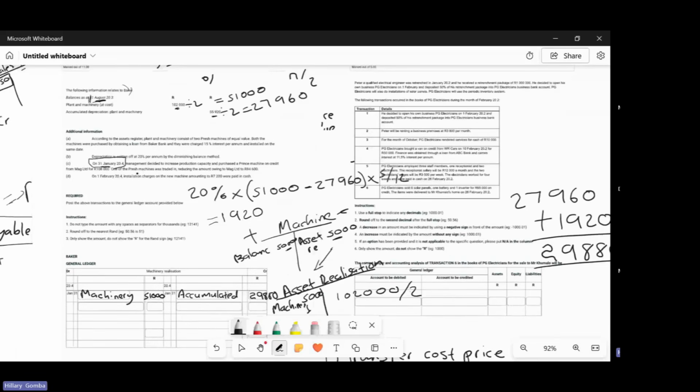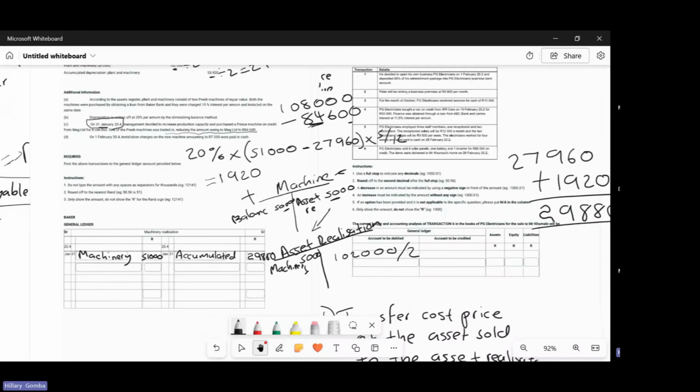one of the press machines was traded in, reducing the amount owing to 84,600. So now I want you to say 108,000 minus 84,600 so that we can find how much did we trade in our asset for. Because they're telling us how much we are now owing them, but we need the amount of how much did they actually subtract from the trade in. So you say 108,000 minus 84,600. How much do you get? 23,400.